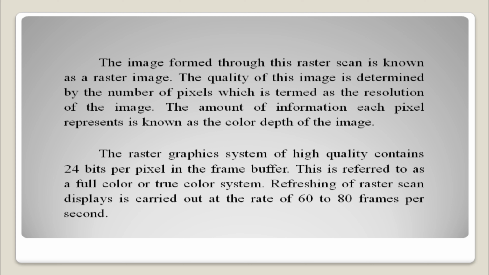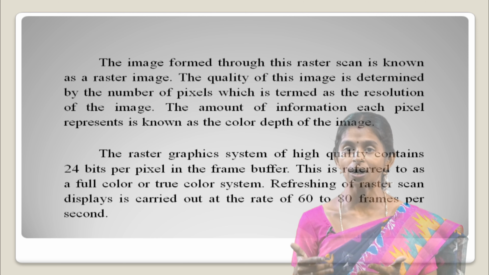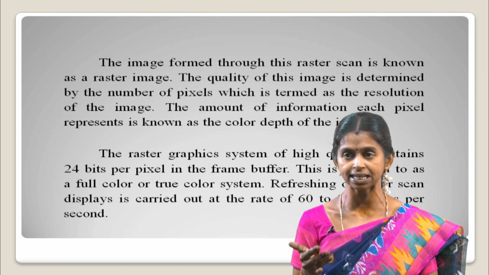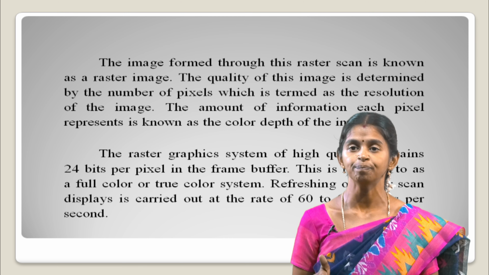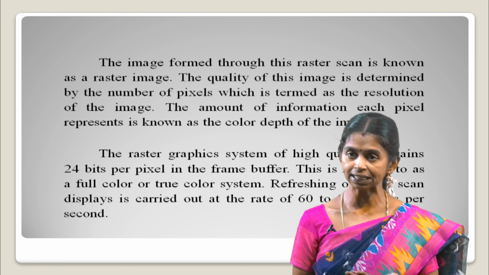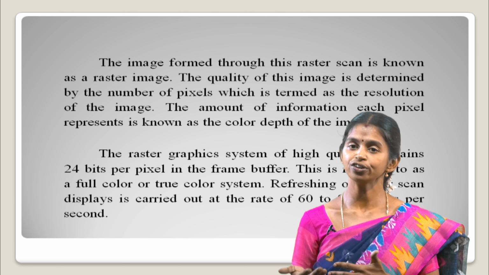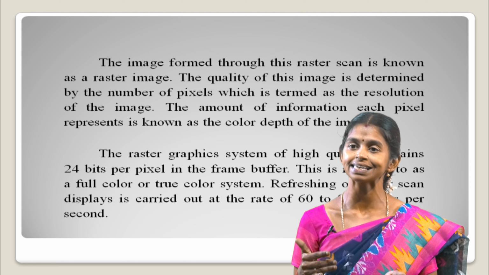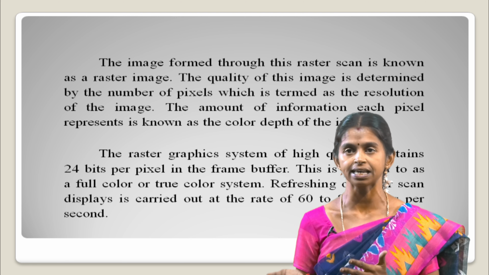The quality of this image is determined by the number of pixels, which is termed as the resolution of the image. The amount of information each pixel represents is known as the color depth of the image. The raster graphic system of high quality contains 24 bits per pixel in a frame buffer. This is referred to as a full color or true color system. Refreshing of raster scan display is carried out at the rate of 60 to 80 frames per second.